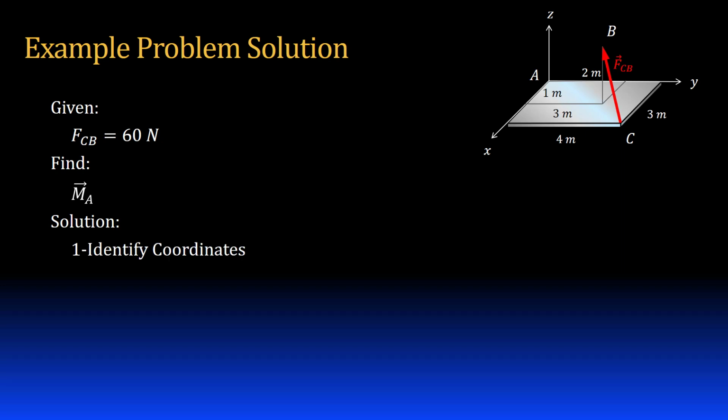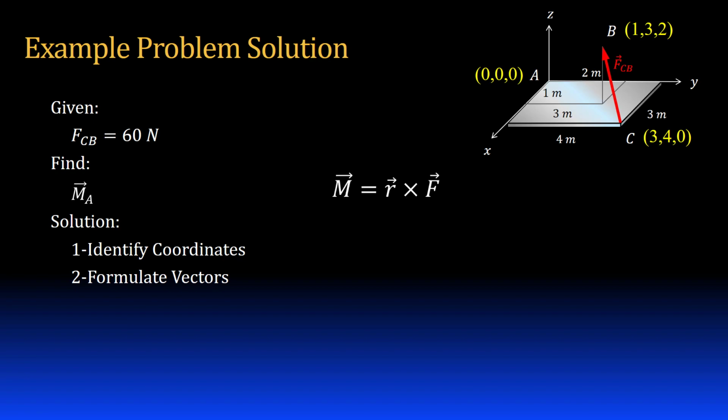The first thing I'm going to do is identify the coordinates of points A, B, and C. I'll need that information to formulate my vectors, which is step number 2. Here's my basic moment equation. The moment vector is equal to a position vector cross the force vector. The position vector will originate at the point I'm finding my moment, and end at any point on the line of action of the force.